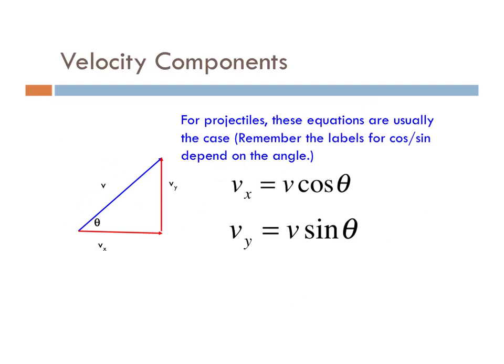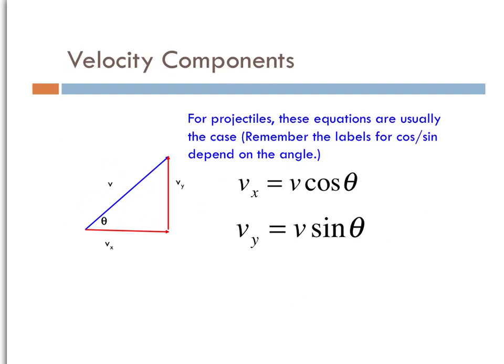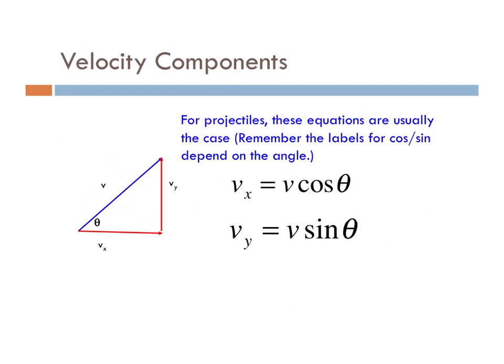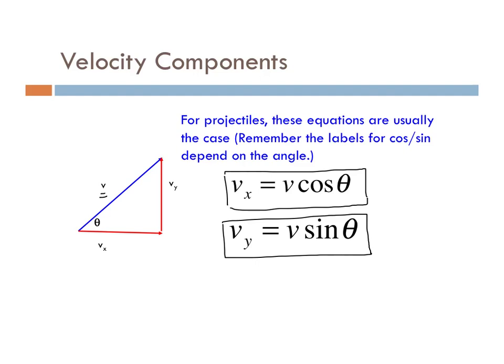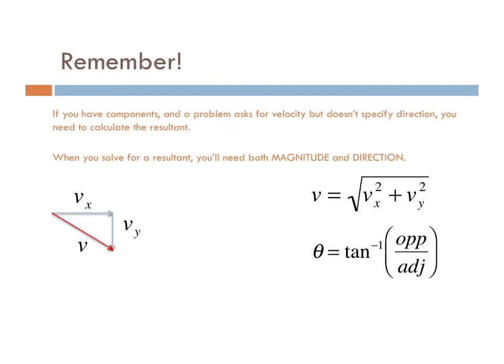So if I have a vector v, which is what I have here, this is the hypotenuse of our triangle, then if I wanted to solve for the horizontal and vertical components, I would use Vx is equal to V cosine of theta, and Vy is equal to V sine of theta. Remember that your calculator needs to be in degrees for these problems. Also, if a problem asks you for a velocity but it doesn't specify the direction, what they're really asking for is for you to calculate the resultant of the components at that point.